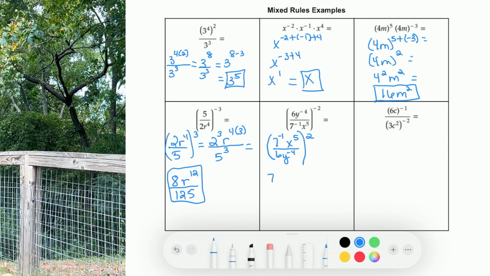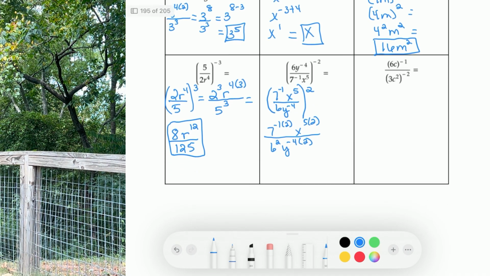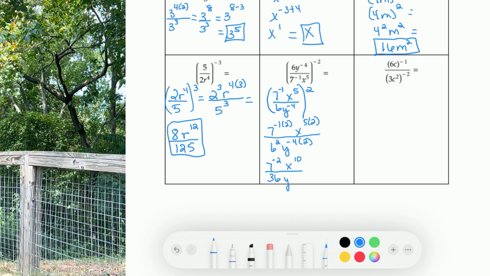We say 7 to the negative 1 times 2. And then x to the 5 times 2 over 6 to the power of 2, y to the negative 4 times 2. Go ahead and simplify that. We get 7 to the negative 2, x to the 10, 6 squared is 36. And then y to the negative 8.